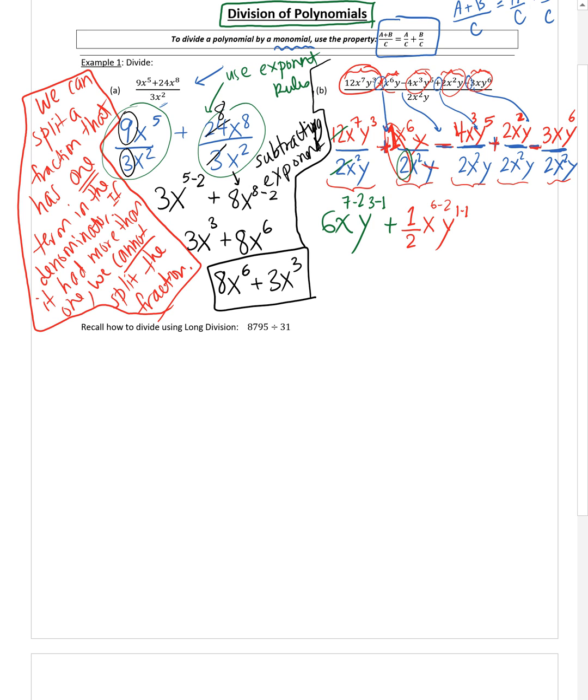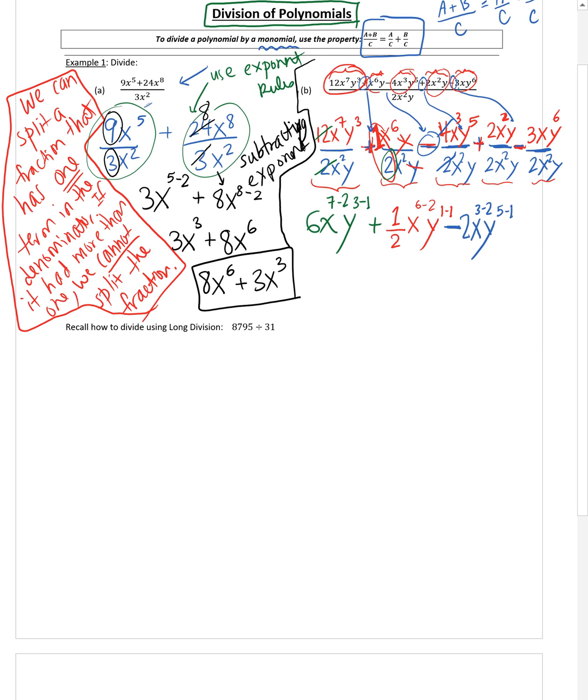Alright, the next term, this one, the coefficients go in evenly. There's a minus as well. 2 goes into 4 twice. The x's, I'm going to subtract their powers. It's a 3 on the top and a 2 on the bottom. And then the same thing with the y's. I'm going to subtract their powers. You have a 5th power on the top minus a 1 power on the bottom. Kind of an invisible 1 power.